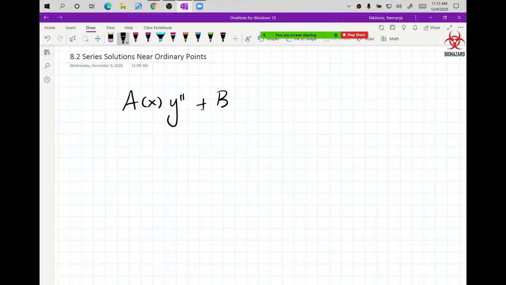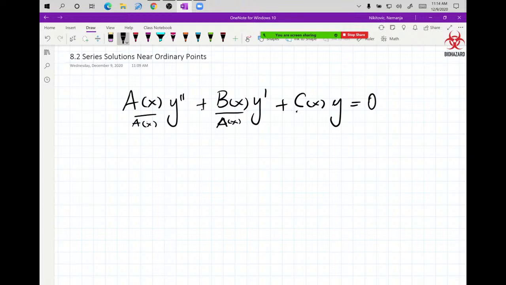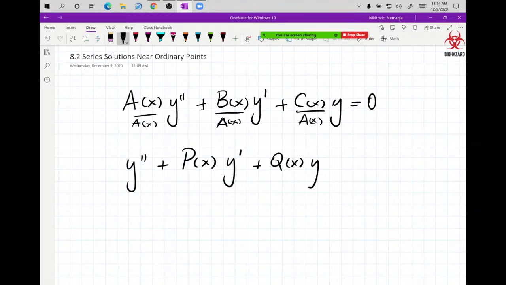a of x y double prime plus some other function y prime plus yet another function times y equals 0. Now, when you divide everywhere by a of x to get your y double prime alone, you can just define these other functions to be p of x y prime and q of x y equals 0. Obviously, you would divide this side by a of x as well. You can't just divide one side.